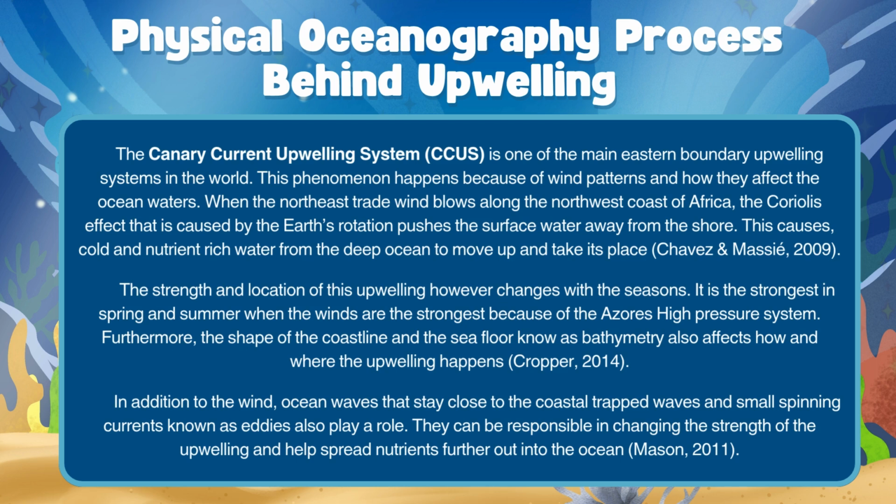The strength and location of this upwelling, however, changes with the seasons. It is the strongest in the spring and summer, when the winds are strongest because of the Azores high pressure system. Furthermore, the shape of the coastline and the seafloor, known as bathymetry, also affects how and where the upwelling happens. In addition to the wind, coastal trapped waves, which are ocean waves that stay close to the coast, and small spinning currents known as eddies also play a role. They can change the strength of the upwelling and help spread nutrients further out into the ocean.